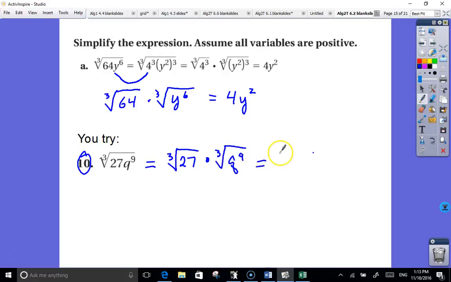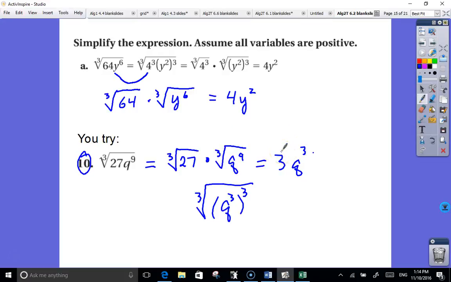All right, what's the cube root of 27? And then how many q's can you take out if it's the third root of q to the 9th? 9 divided by 3 is 3. Again, you could write it like q to the third, so that it's clear that you're taking the third root of something raised to the third power. And that'll tell you what comes out, right? But I usually don't. I just divide the exponent by the index. And that works pretty good.